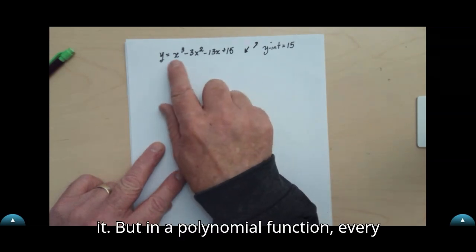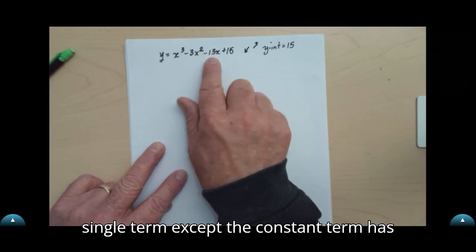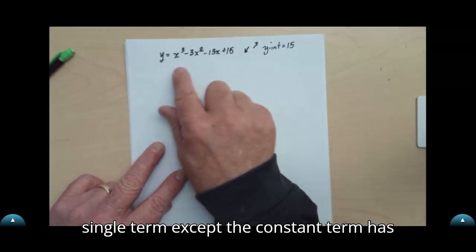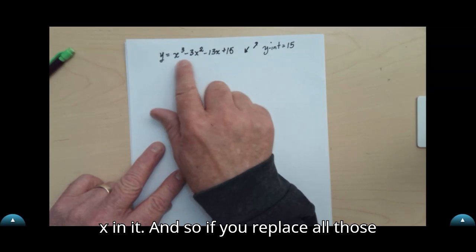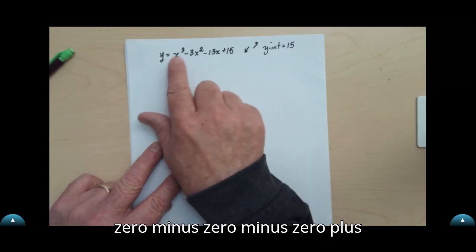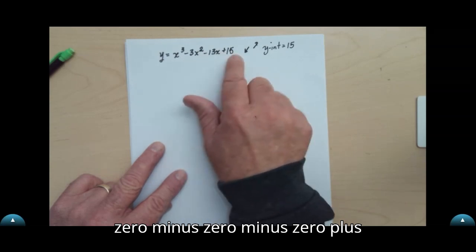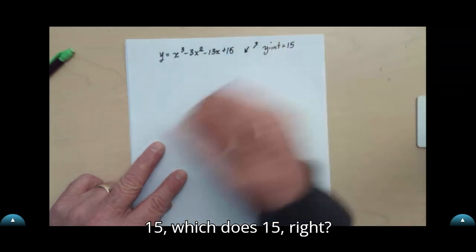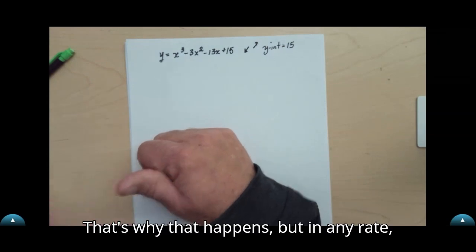But in a polynomial function, every single term except the constant term has x in it. And so if you replace all those x's with 0, you just get 0 minus 0 minus 0 plus 15, which is 15, right? That's why that happens.